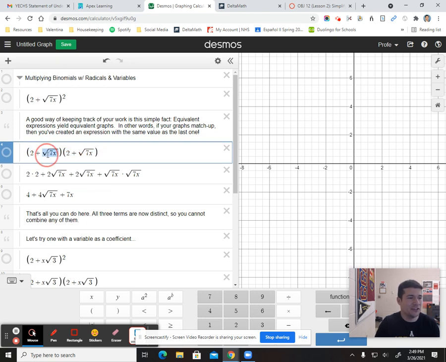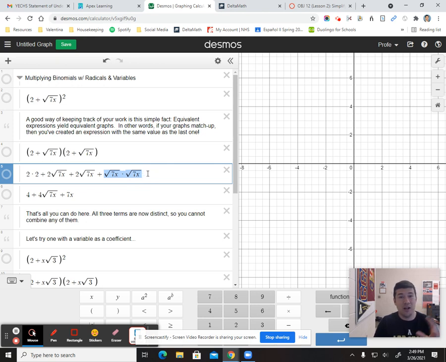And then here's a funny one. Root 7x times root 7x. Well, I write it root 7x times root 7x. If you want to complicate it, you can say root 49x squared. What's going to end up happening is that both of those are perfect squares. So a radical expression times itself, well, when you square it, the radical cancels out. So this is really just 7x. All right. So I've got 4 plus 4 root 7x plus 7x. All three of those are different terms. I can't combine anything. That's the end of that expression.